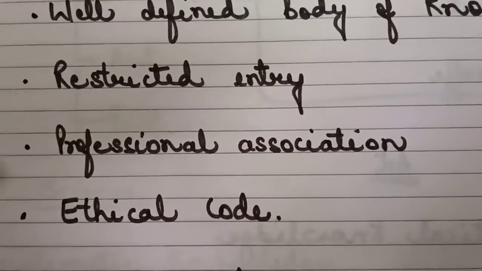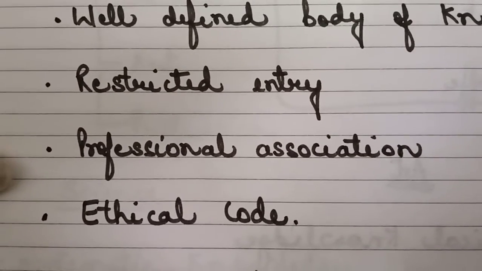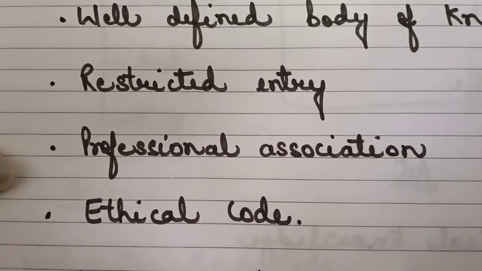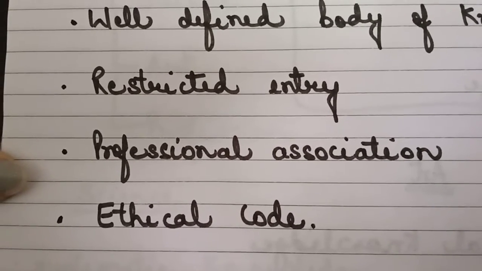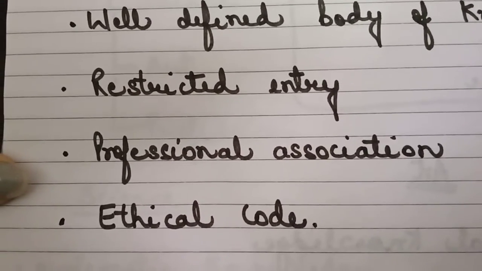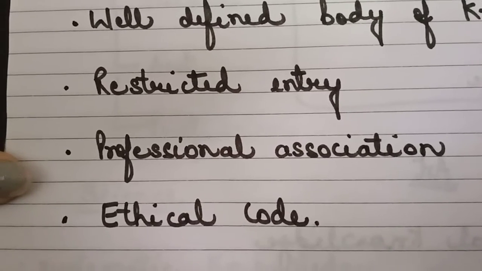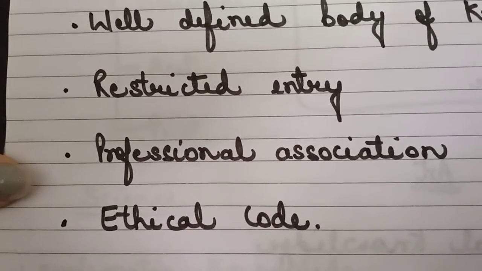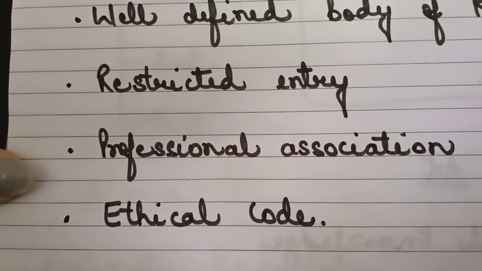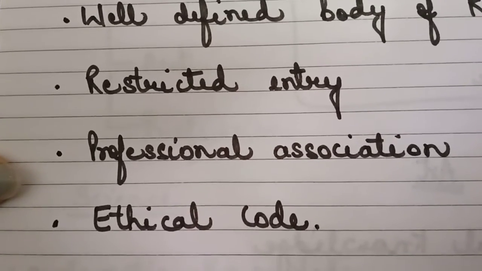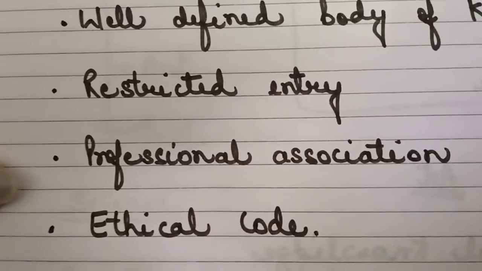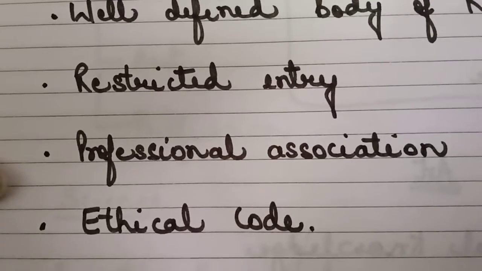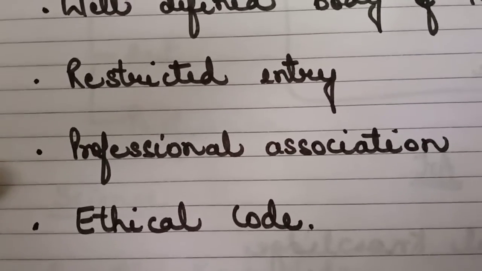Another feature of profession is ethical code. Children, every profession, there is a set of certain ethical codes which are fixed by their professional organizations. And whosoever gets registered, they are bound to follow those ethical codes. For example, the code to be followed by doctors is proper treatment of the patients. Similarly, we have certain codes for managers also.